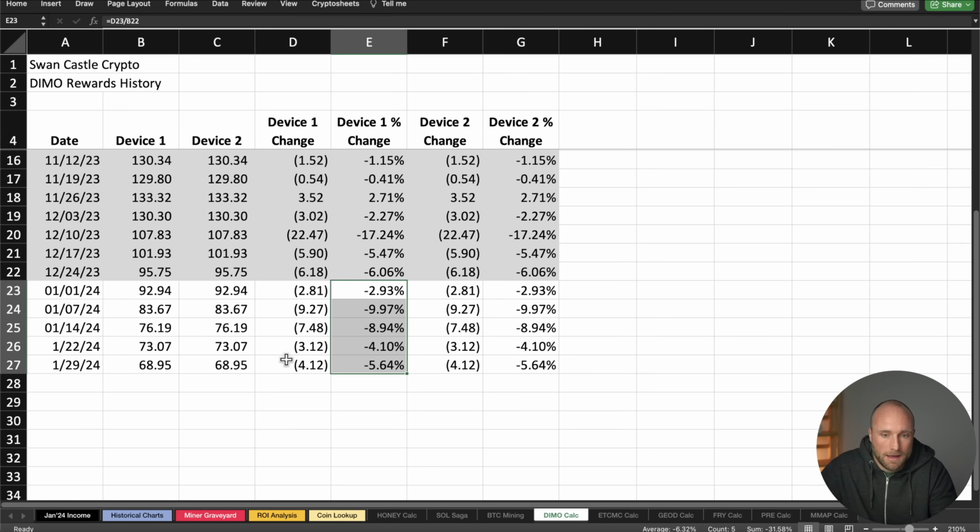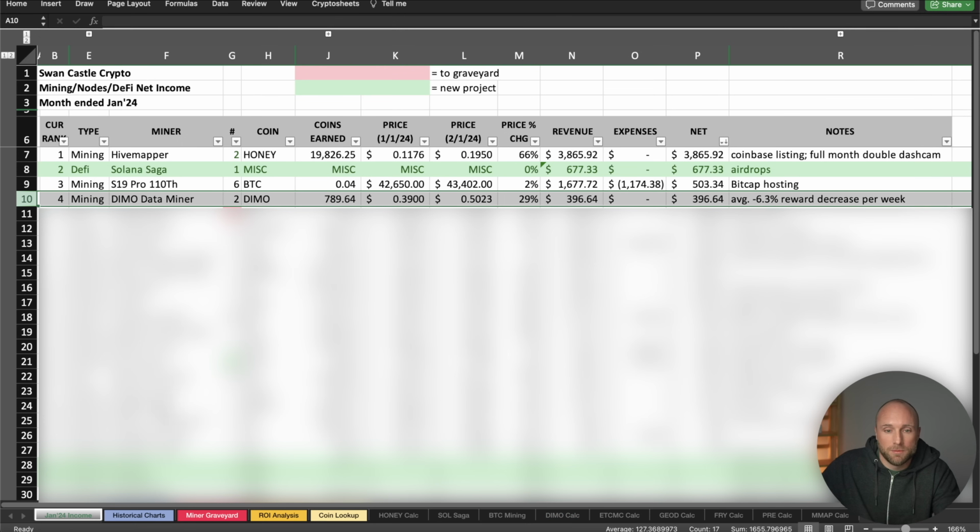That's really due to a lot of public onboarding of these devices now that they've become much more profitable. People are trying to get their hands on them. And as they get them, they're growing the number of devices being connected on the network, which should increase the value of the network over time. So the other good part about this is we did see a substantial increase in the DIMO token price again this month, helping to offset that decrease in the total reward amount.